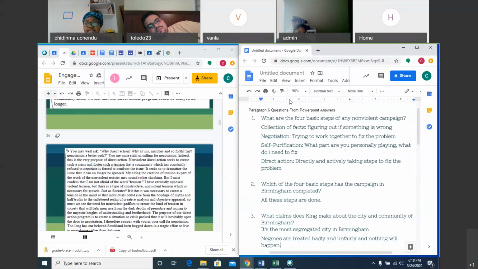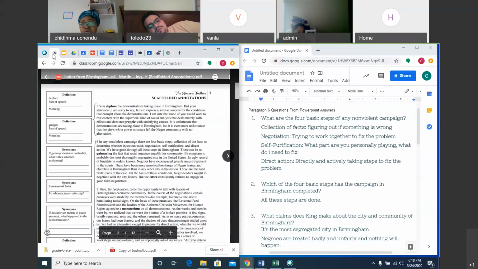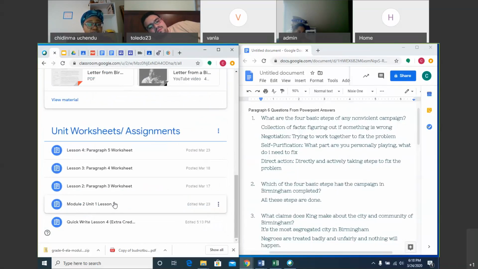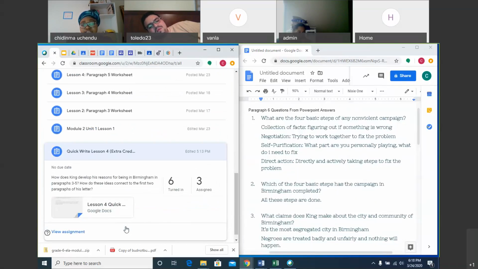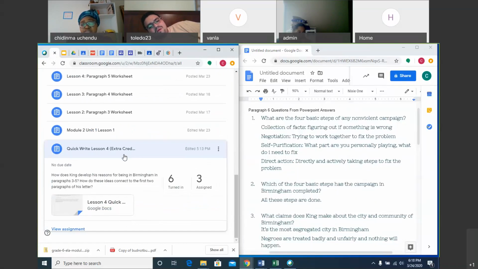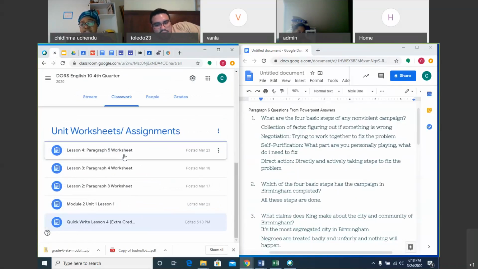Also, I have left notes on some of the stuff I have graded. Please know that once there's a grade, you cannot do it again, unless I personally tell you to do it. There's also an extra credit assignment. If you don't like your total grade, there's an extra credit assignment, which is the quick write. Quick write lesson 4 is your extra credit assignment. If you don't like your grades so far, that can replace an assignment for you.